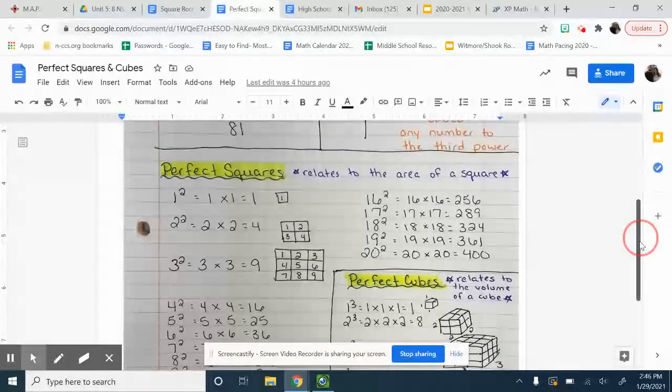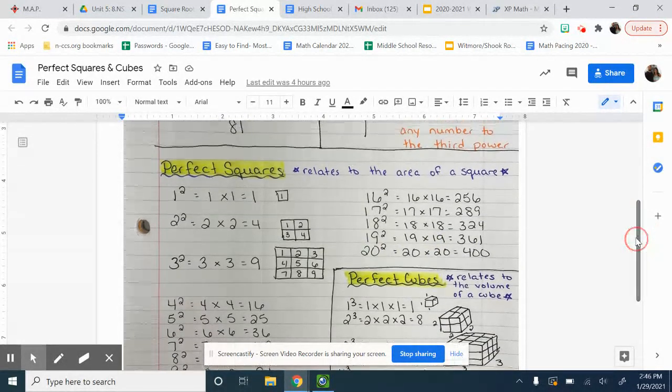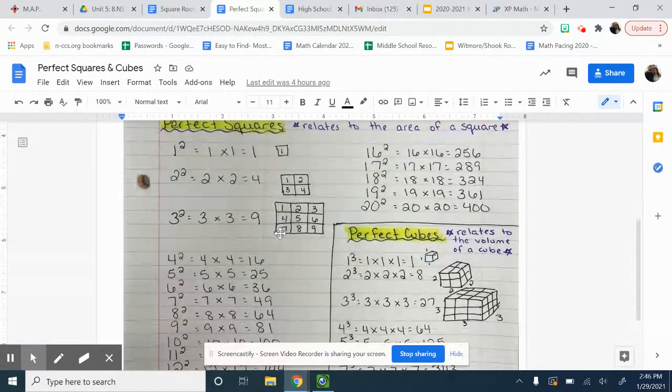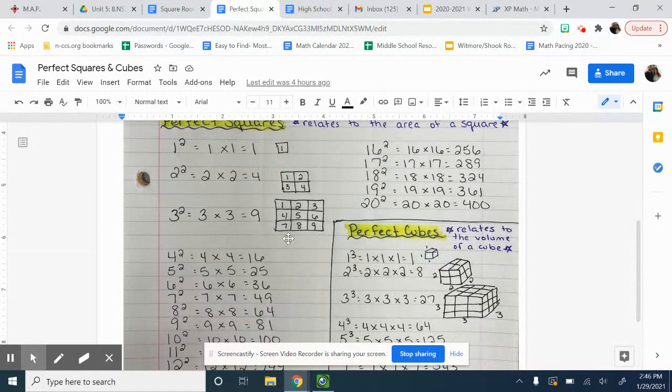So right here, I have 1 squared through 20 squared written out for you. 1 squared means 1 times 1. 2 squared means 2 times 2. 3 squared is 3 times 3. And what it is showing is these side lengths on my square, it's a 1 by 1 square. 1 times 1 gives me 1 square. Right here, 2 squares and 2 squares, 2 times 2 gives me 4 squares. The same on 3. 3 squares by 3 squares gives me 9 total squares.